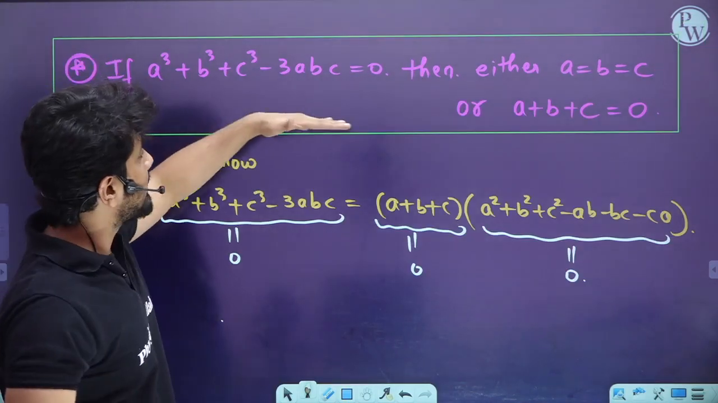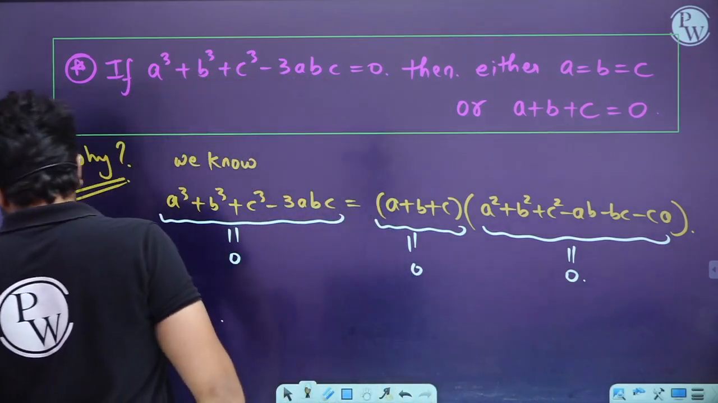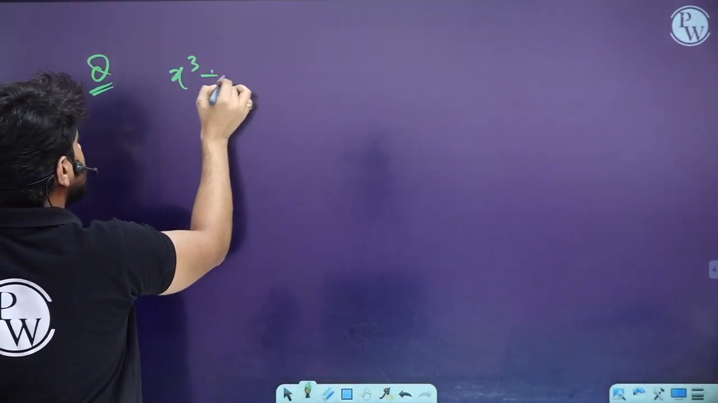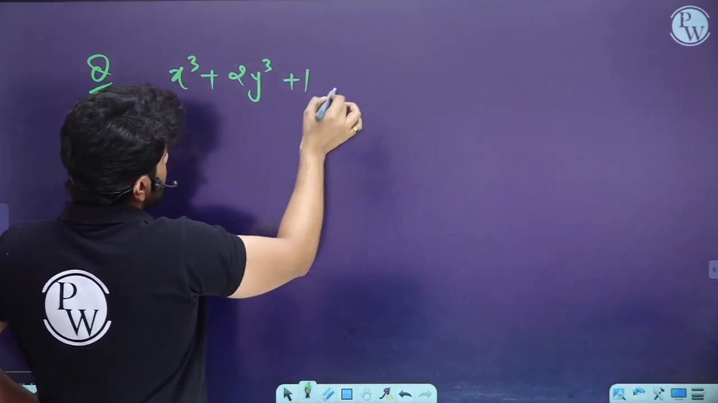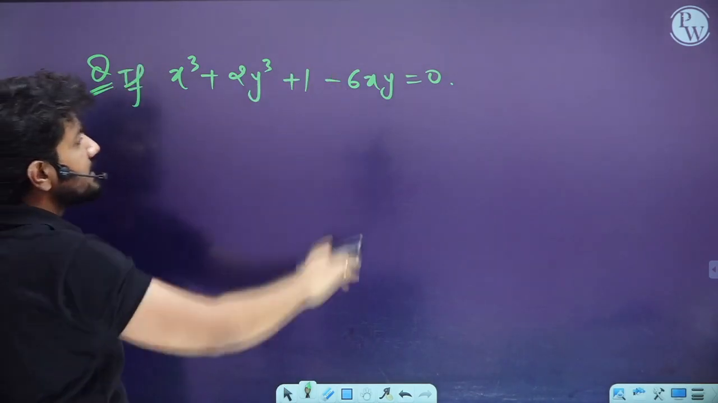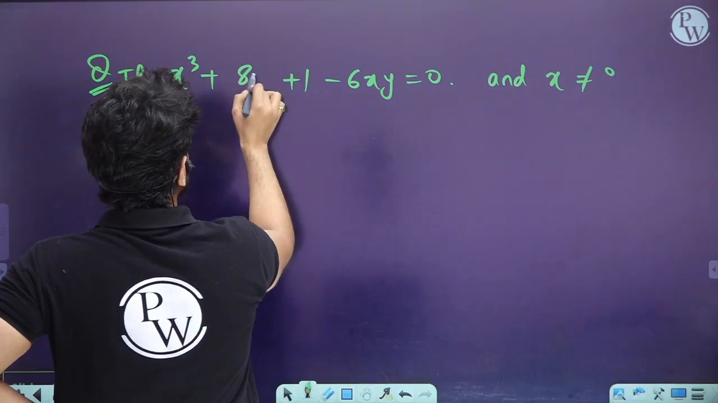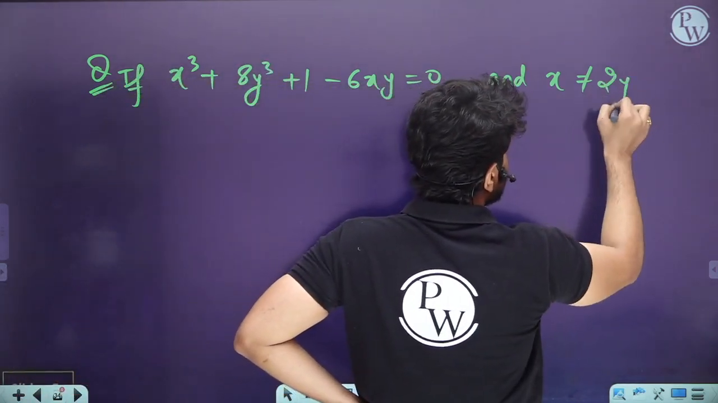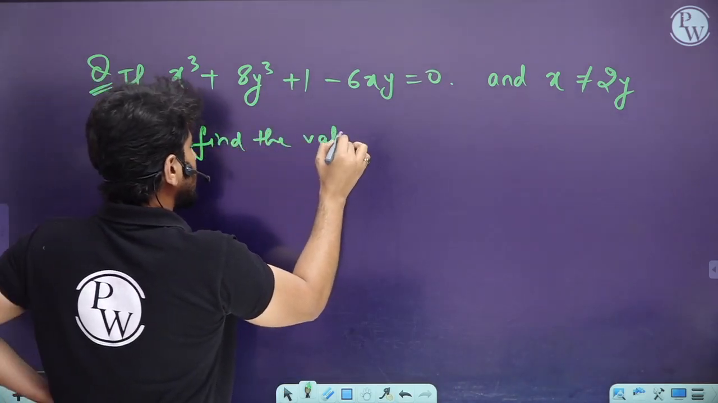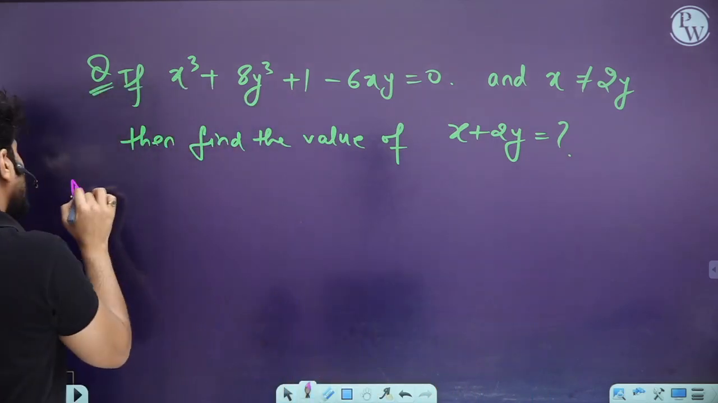So here we have a cube plus b cube plus c cube minus 3abc equal to 0. Then either a, b, c are going to be equal or a plus b plus c is equal to 0. For example, suppose I give you a question like this: x cube plus 8y cube plus 1 minus 6xy is equal to 0, and x is not equal to 2y. Find the value of x plus 2y. This is a very simple example.